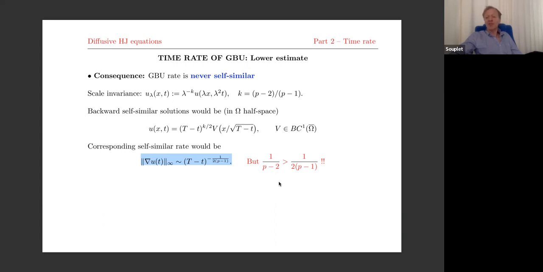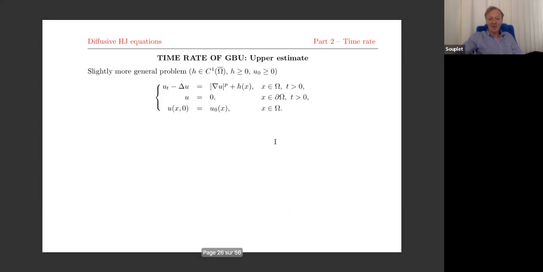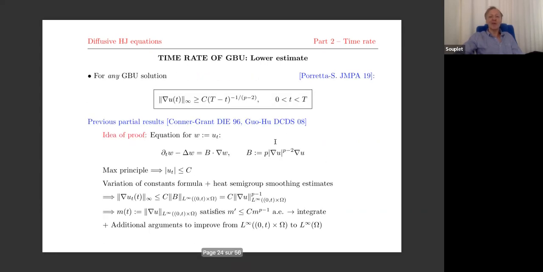So in other words, it's always type 2, which is already a big difference with the Fujita equation, for which, as is well known, there exist both type 1 and type 2 solutions depending on the exponents. Here, whatever the value of p bigger than 2, it's always type 2. Okay, so now the question is: is this lower bound sharp?